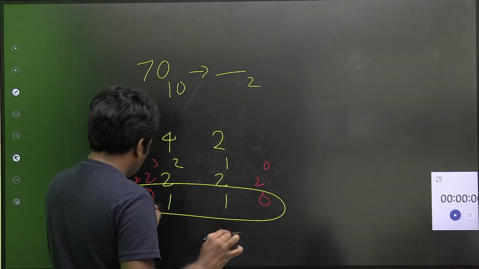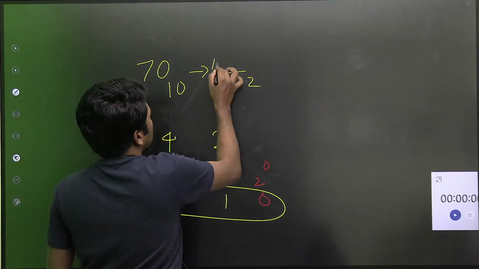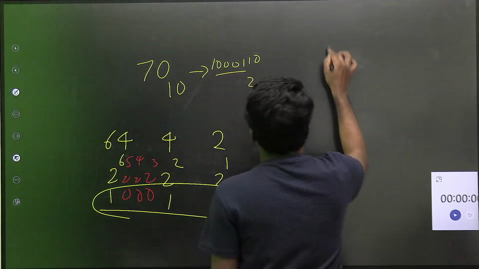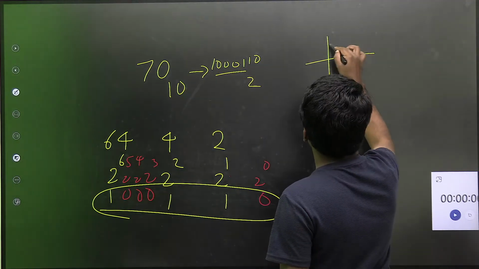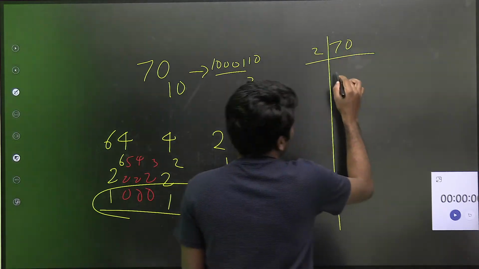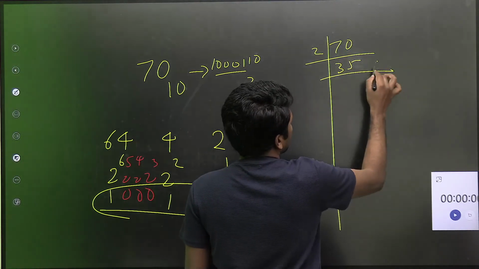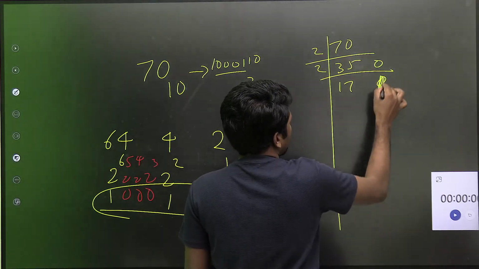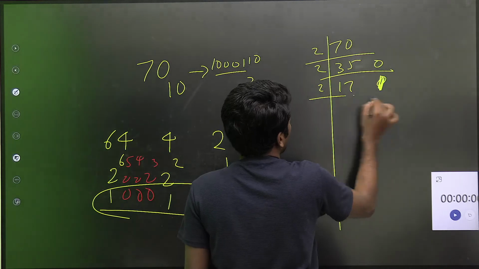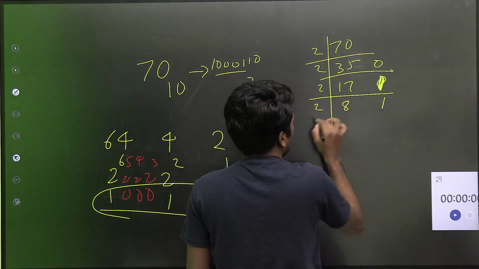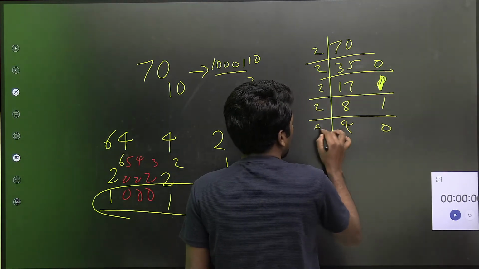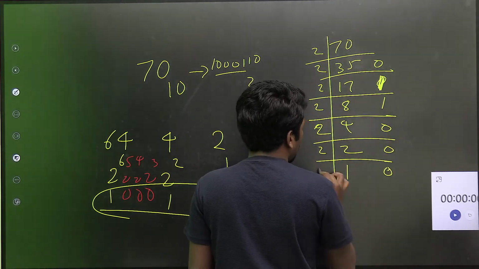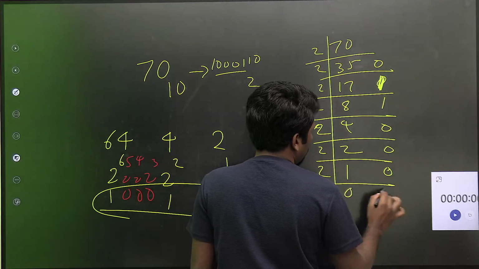1 0 0 0 1 1 0. If you use the other technique also, same thing itself, same answer you will get. 70 by 2, 70 by 2 is 35, remainder is 0. 35 by 2 is 17, remainder 1, sorry. 17 by 2 is 8, remainder 1. 8 by 2 is 4, remainder 0. 4 by 2 is 2, remainder 0. 2 by 2 is 1, remainder 0. 1 by 2 is 0, remainder 1.